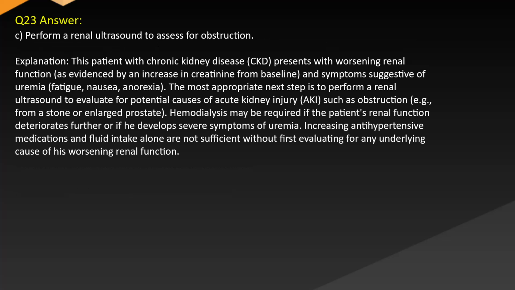Answer. C. Perform a renal ultrasound to assess for obstruction. Explanation. This patient with chronic kidney disease, CKD, presents with worsening renal function, as evidenced by an increase in creatinine from baseline and symptoms suggestive of uremia: fatigue, nausea, anorexia. The most appropriate next step is to perform a renal ultrasound to evaluate for potential causes of acute kidney injury, such as obstruction, e.g. from a stone or enlarged prostate.